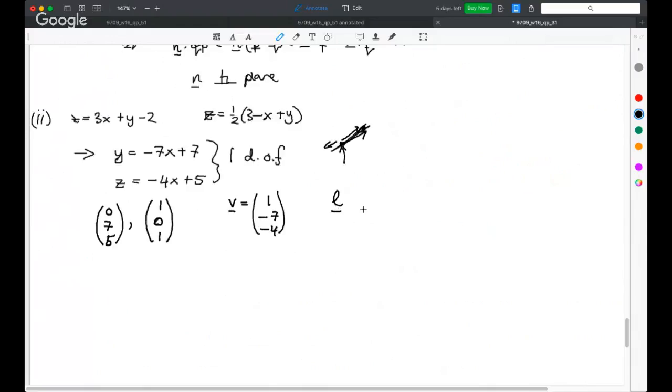So here is my equation for the line. I need to get on the line, (1, 0, 1), plus lambda, being some parameter, times (1, minus 7, minus 4). And that's it. I get on the line and then I move up and down parallel to it.